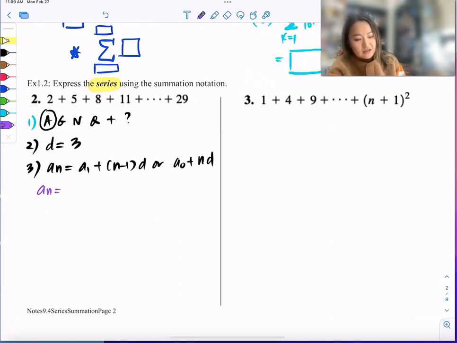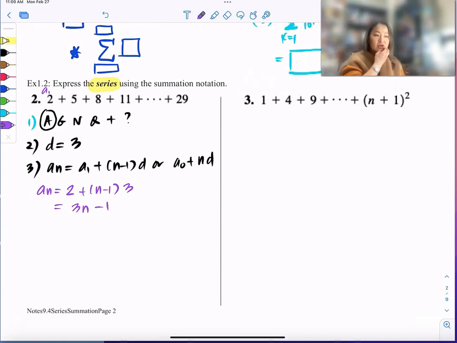a sub n is equal to a sub 1, which is 2, because this is a sub 1, plus n minus 1 times our common difference of 3, so we get 3n minus 3 minus 1. This is our explicit formula. If you can do it this way, I like that better. I'm just not going to push it right now. Okay, so let's start setting up our sigma notation. Ultimately, this is what we want to get to.